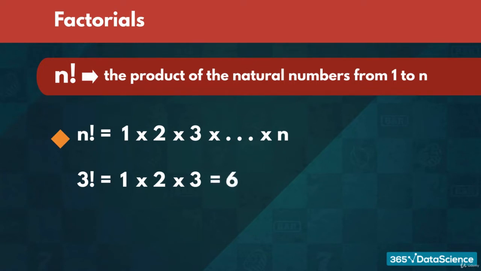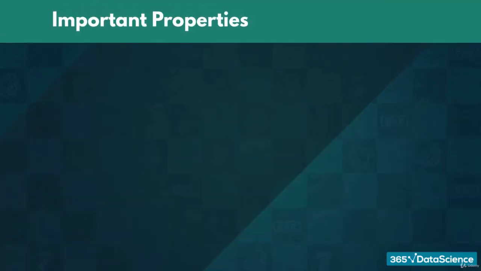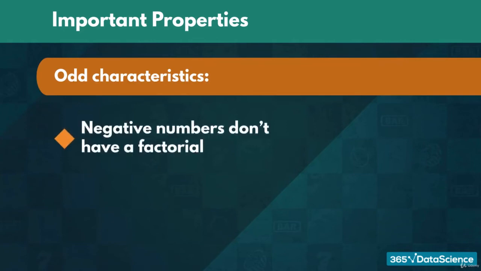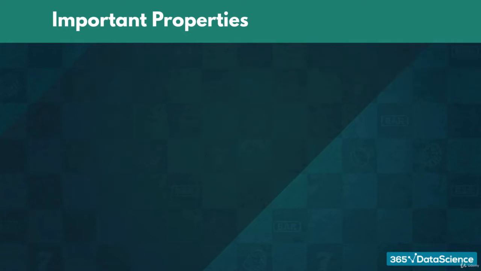Simple enough, right? For the remainder of the lecture, we are going to explain some important properties of factorial mathematics. Before we get into the more complicated concepts, you should know that there is one odd characteristic. Negative numbers don't have a factorial, and 0 factorial is equal to 1 by definition. All right, let's explore the first property.